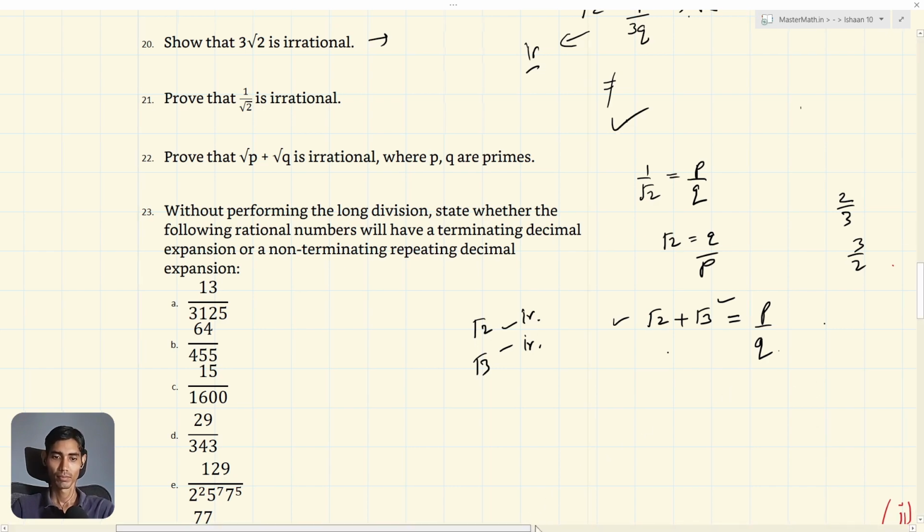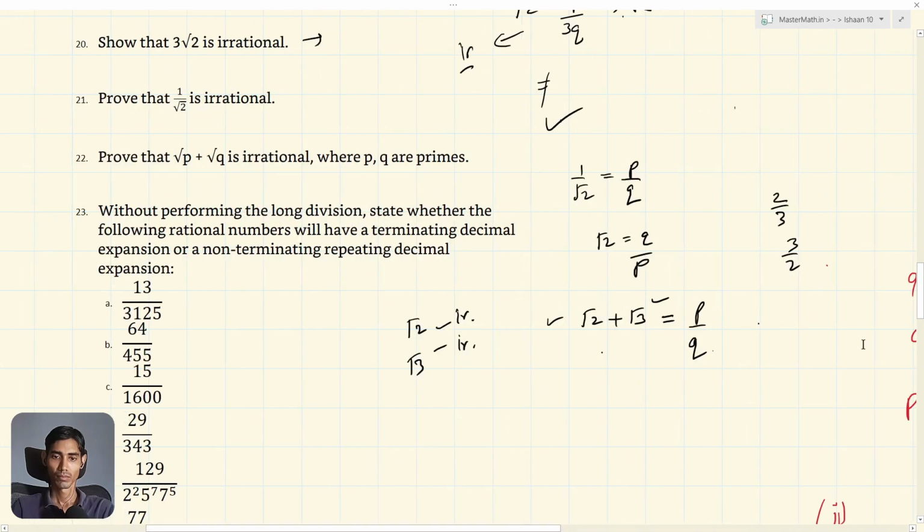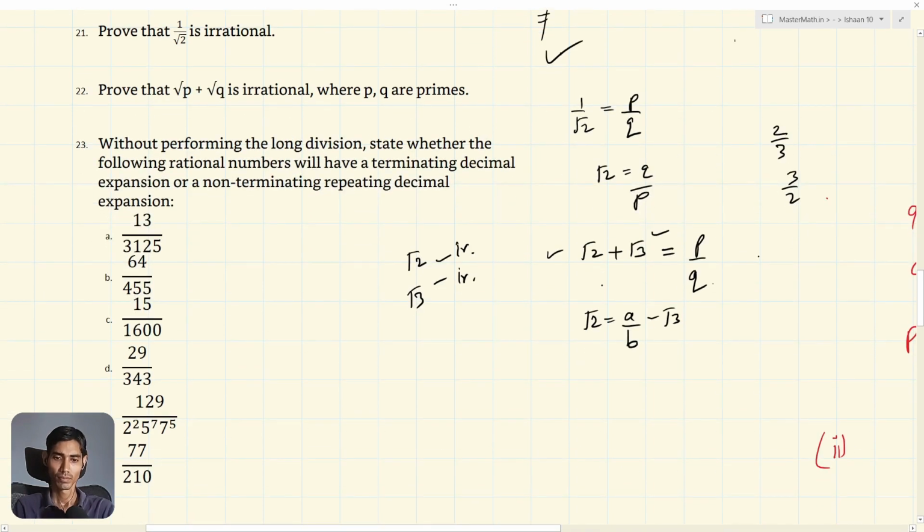Then we can prove one by one, right? Then we can first take root 3 to the other side, so it becomes root 2 is equal to a by b minus root 3. Very good. And then you can do the same thing with root 3, taking root 2 to the other side. Since both of them are irrational, they cannot be given in the form of p by q. But root 3 is not rational, right? So you are doing a by b minus root 3.